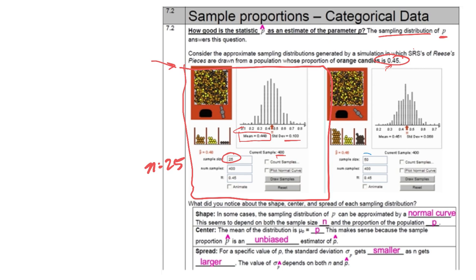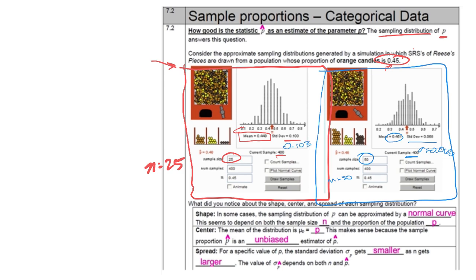Now, what would happen if we change our sample size? Now our sample size is 50, and we're looking at this sampling distribution. If we look at the overall shape, it's not too different. Obviously, they're different distributions, so it's not going to be identical. Again, they did 400 samples. Our mean this time is 0.451, which is very close to p. Our mean, mu p hat, is very close to p. And our standard deviation is 0.068. So our standard deviation got much smaller. Here our standard deviation was 0.103.